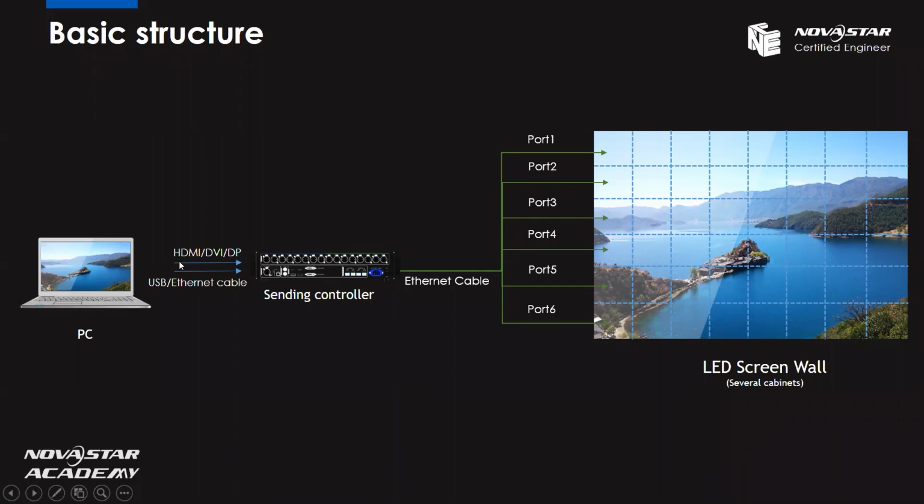We also need an HDMI, DVI or DP cable to connect the PC and the sending controller, so the control computer can send the video signal to the sending controller. And then the sending controller is connected to the LED display through Ethernet cables from different output ports.